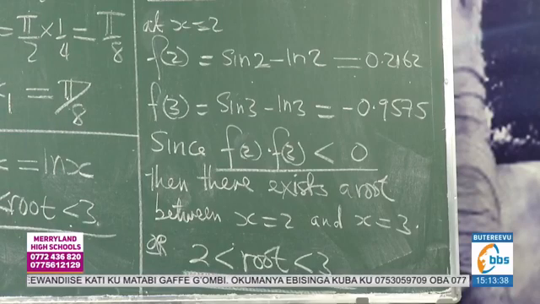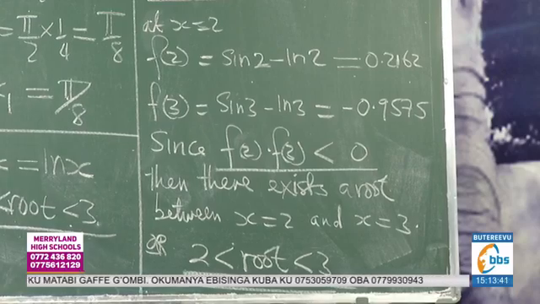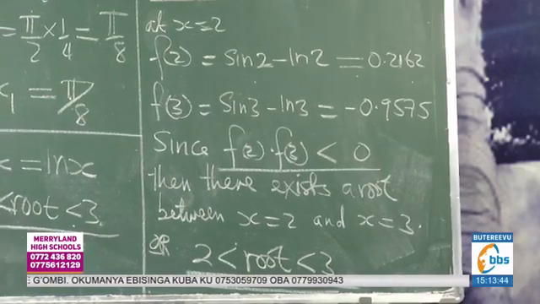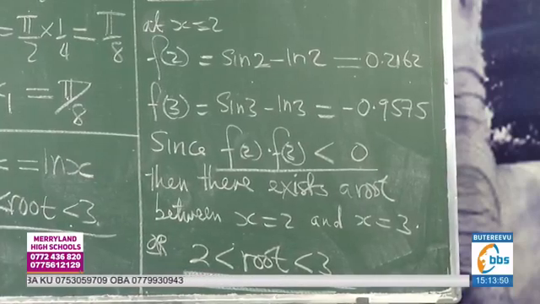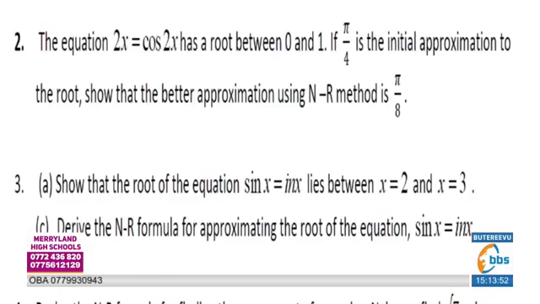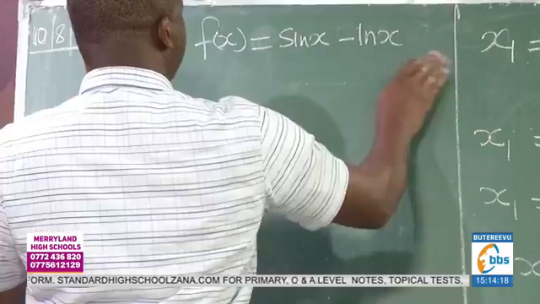We shall proceed to part B of that number. One thing that this concept requires is that students should have the knowledge of differentiation. Part B, they want us to derive a formula. And we already have a function, f of x, which is the sine of x minus the natural log of x.